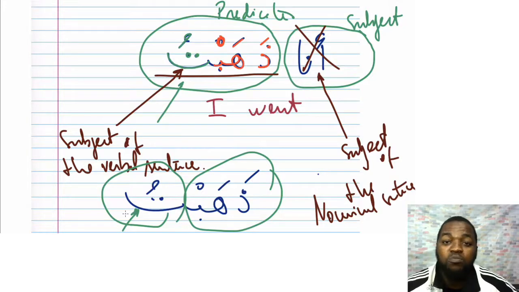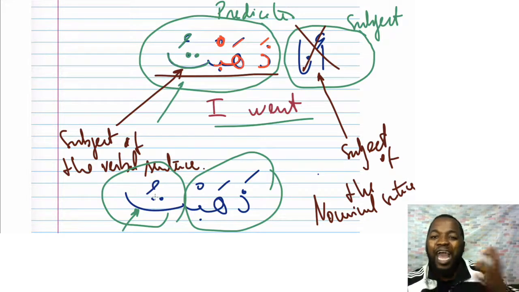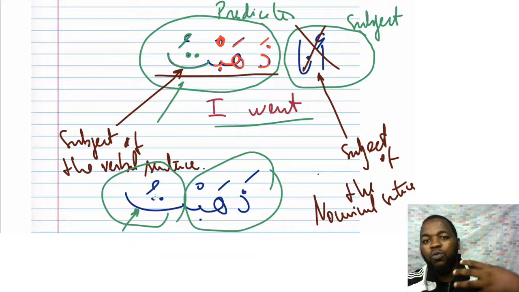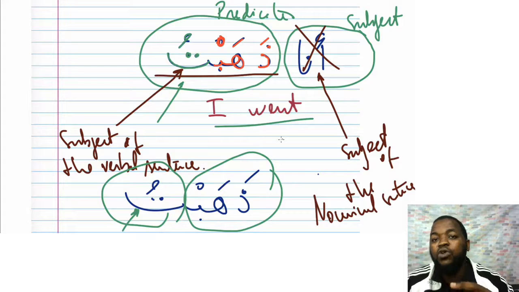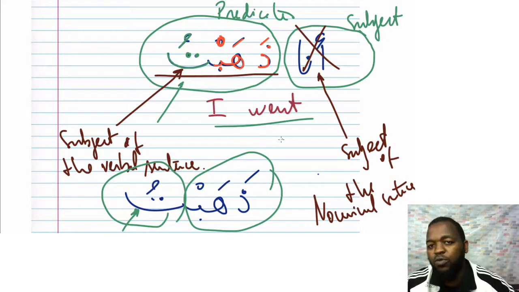Now, in terms of the meaning, of course, when I say ana dhahabtu, it means I went. When I say dhahabtu, it also means I went. But we talked about that, saying that when you say ana dhahabtu, it means something like, it wasn't he who went, I went. I did go. Whereas when you say dhahabtu, you are not disputing whether you or another person went, but the fact that you did an action, and the action was of you going somewhere. This is the point.